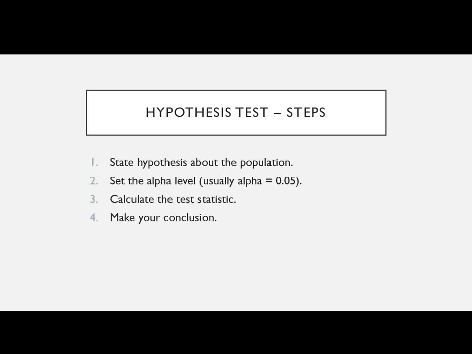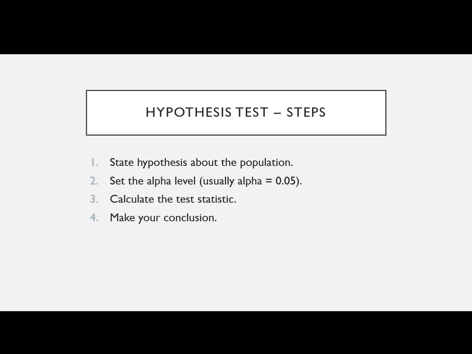Now the book has 7 steps, but I'm only going to present 4. It's a more succinct way of doing things, and there's some extraneous things in the book that I think can be collapsed into 4 steps. Okay, so the first thing you do is you're going to state your hypothesis about the population. And since we do that in the Greek letters, I'll show you what that looks like.